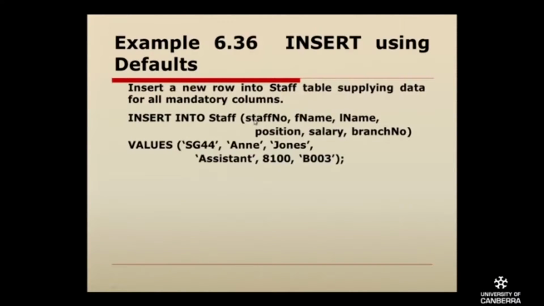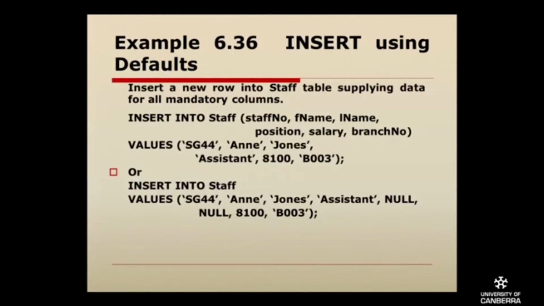SG44 will go to the staff number, Ann goes to the first name, Jones goes to the last name, assistant goes to the attribute position, 8,100 goes to salary, B003 goes to the branch. And of course B003 is a string of letters or characters, that's why it's in the single quote. So if you're inserting values into table, that's how it is done. Insert into the name of the table, the list of columns that you want to insert value to, followed by the word values, and then the list of values that you're inserting into the column.